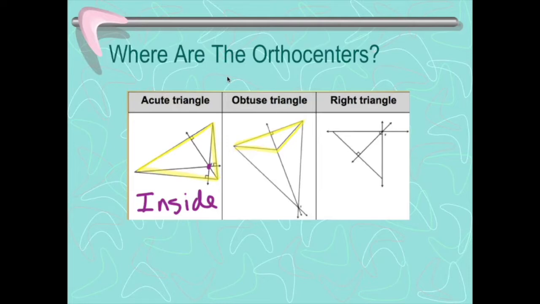They extended out this side and then drew the perpendicular, and it kept going. They extended out this side and then they drew the perpendicular here, and it kept going. And then this perpendicular, which they drew this direction, but it had to come back this direction. Their orthocenter is way out there. So for your obtuse triangles, your orthocenter is going to be on the outside.